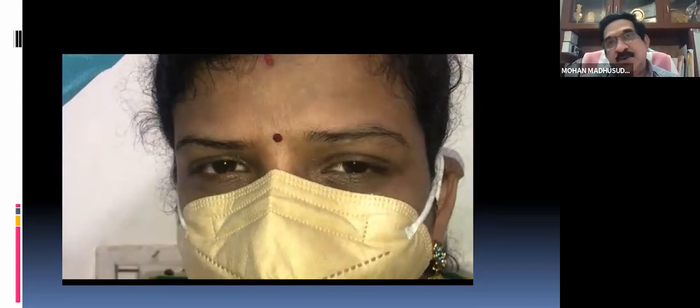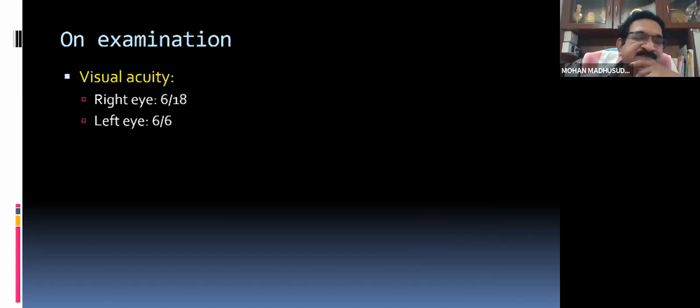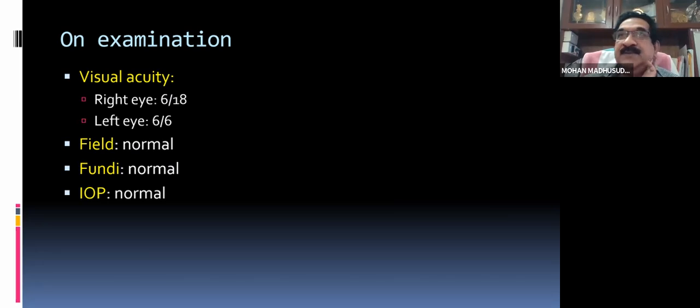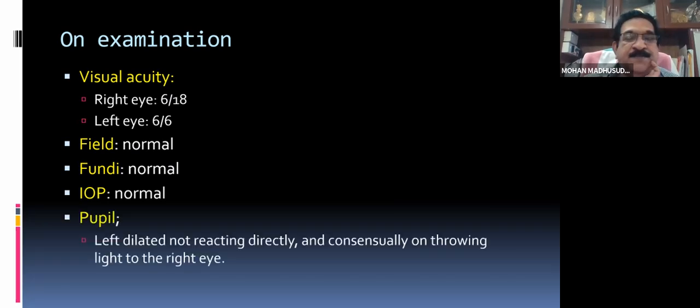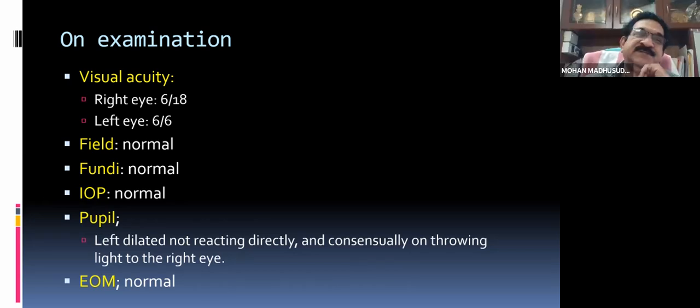Visual acuity was normal bilaterally. On examination, it's 6/18 on the right side. That is, she had defective vision detected 2 years back. But the left eye, where she complained of blurring of vision, was normal. Field was normal. Fundus normal. Intraocular pressure was normal. Pupil left dilated, not reacting directly or consensually on throwing light to the right eye. Extraocular movements normal, rest of the neurological examination normal.